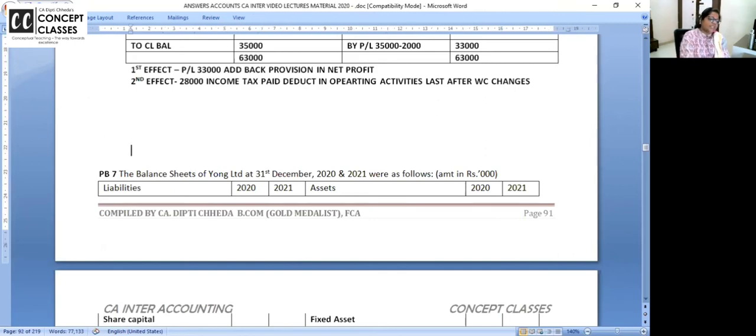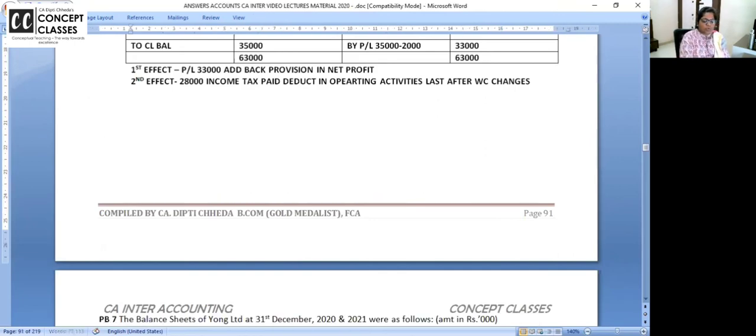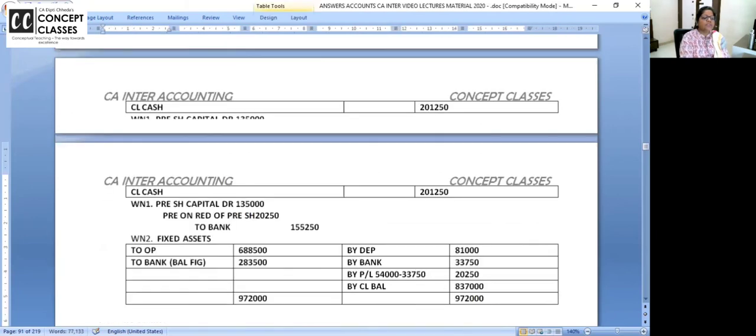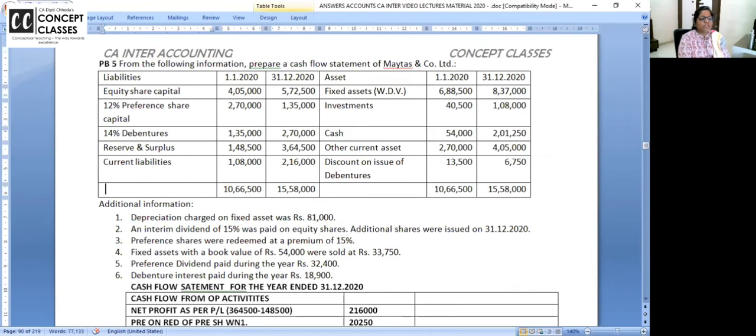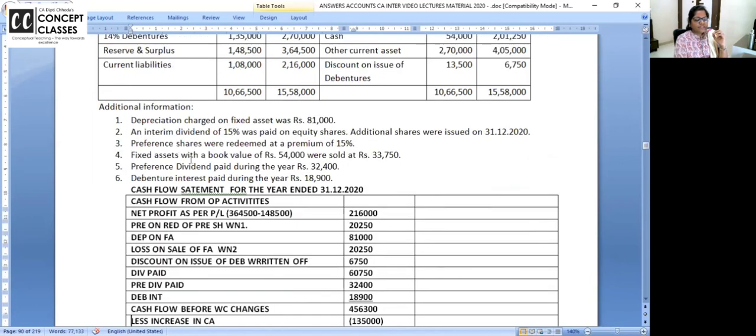I'll be starting with 7th question in my tomorrow's class. We'll continue this tomorrow. Once last, some of the students want me to explain. So in this 5th problem, I want to explain current assets again. See, net profit you are doing add and less. Non-cash and non-operating, so you are getting cash from operating activities before working capital changes. ये आ गया.